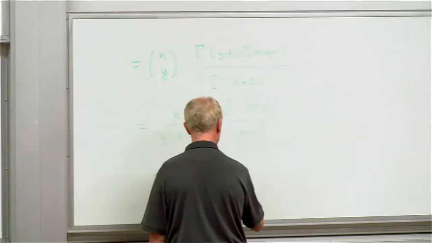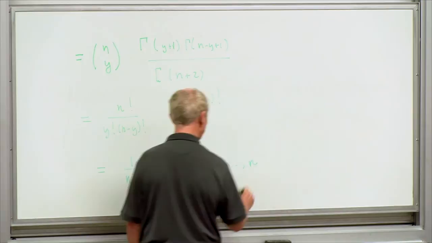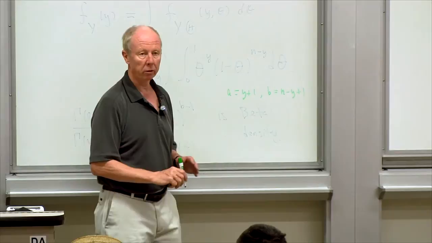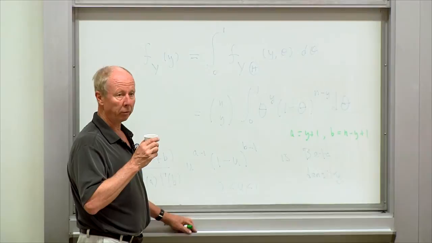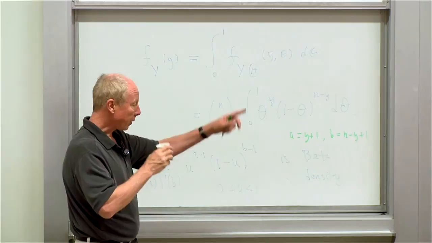And this is for y equal to what values? 0, 1, 2, up to n. So there are n plus 1 possibilities for y. That's the number of heads in n tosses of a coin. The marginal distribution of y, when we integrate out the uniform distribution of theta, is that. It's uniform.